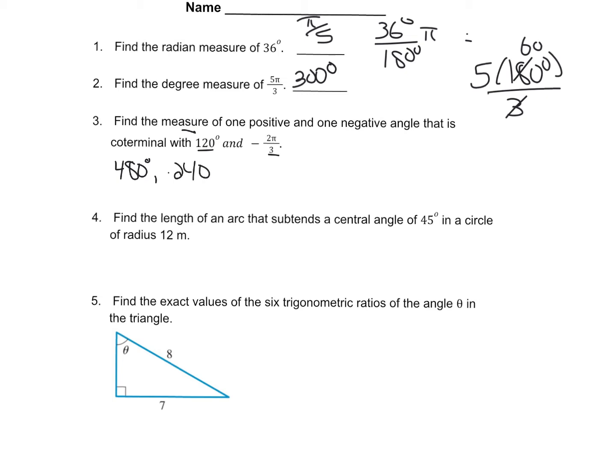You might want to check me on that. I don't have my calculator with me. Negative 240. The negative 2 pi over 3, to get a positive one, I'm going to add 2 pi. And remember how we added 2 pi? When we added 2 pi and also subtract 2 pi.